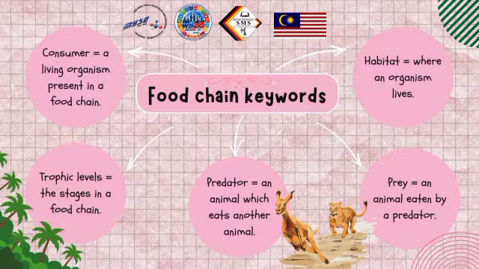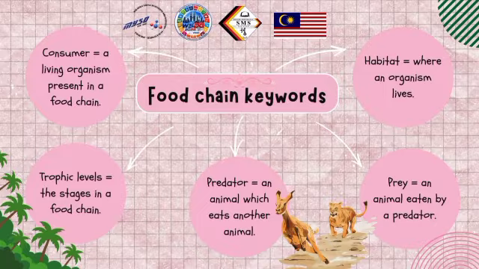Next is trophic level. What is that? Trophic level is the stage in a food chain. It shows the order of who eats who, from producers to the top consumers. Next, it is predator. A predator is an animal which eats another animal. As you can see here, the lion is the predator. And lastly is prey. Prey is an animal that is eaten by a predator.